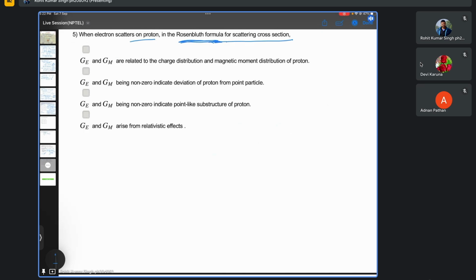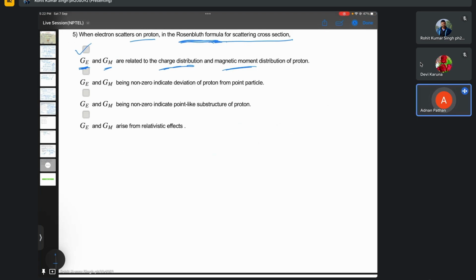this accounts for those effects, right? And in the formula there are two notations, G_E and G_M, and they are related to, one, the electric effects coming from the charge distribution, and G_M is related to the magnetic effects, basically coming from the magnetic moment distribution of the proton, right? So yeah, these are just to remind you.